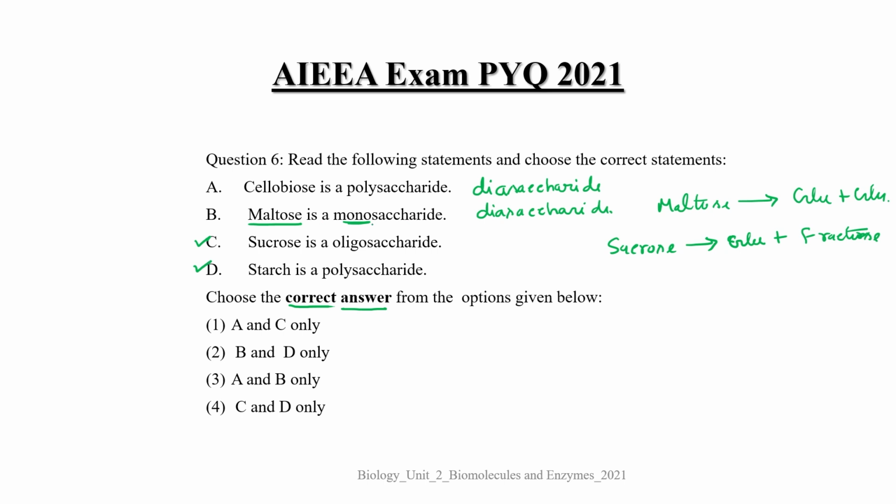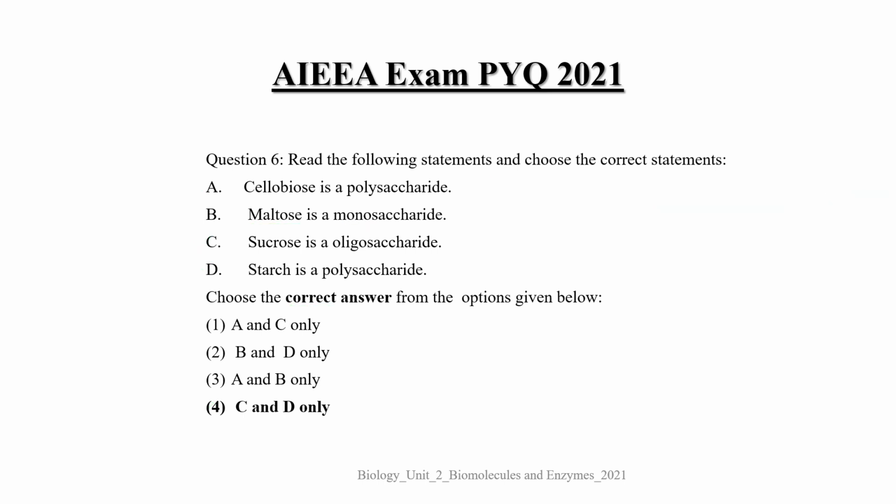Maltose is a disaccharide, so this one is wrong. Cellobiose is a polysaccharide, this is again a disaccharide, so this is a wrong statement. So we have to consider only that choice which contains C and D, that is choice number 4. Okay, C and D is the correct choice. So choice number 4 would be the correct answer. Okay, clear?